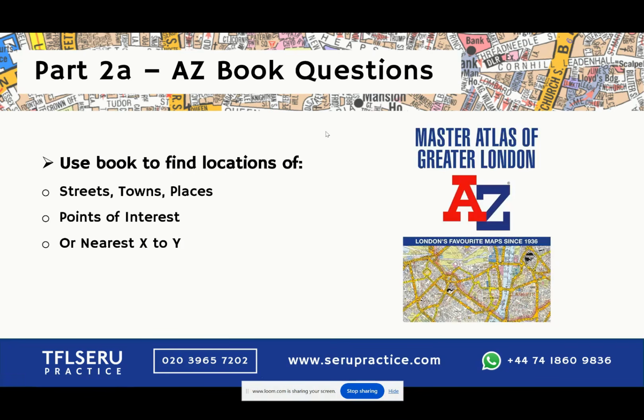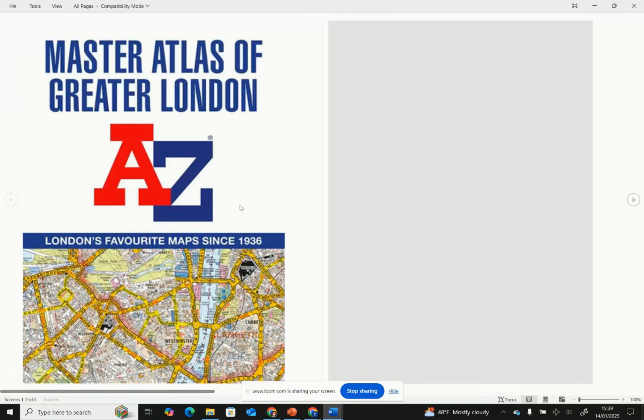The A to Z book question tests your ability to use the A to Z Greater Atlas in order to find locations of streets, towns, places, points of interest. Let's take a quick look inside what the A to Z Greater Atlas looks like. So this book will be provided to you in the assessment. You won't need to take one with you. However, to practice these questions, I do advise that you get a copy of this.